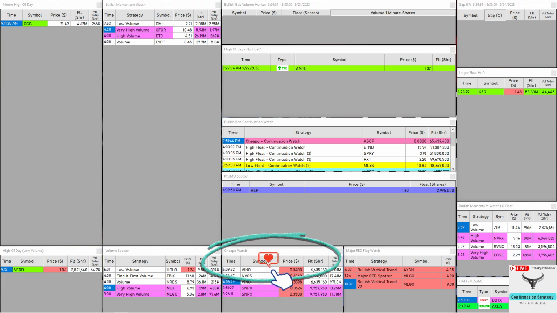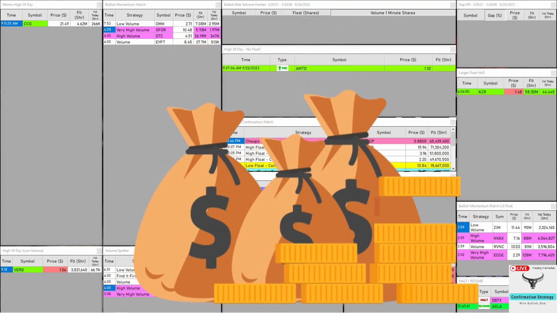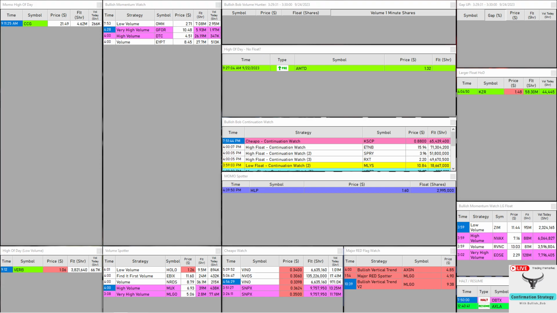Next, we have our cheapo watch. This is going to be any stock that's under $1. Most would call these penny stocks. For myself, I don't often trade stocks under $1. I really like to see them get to that dollar point, but this will give me a heads up in case we start to approach that major level.